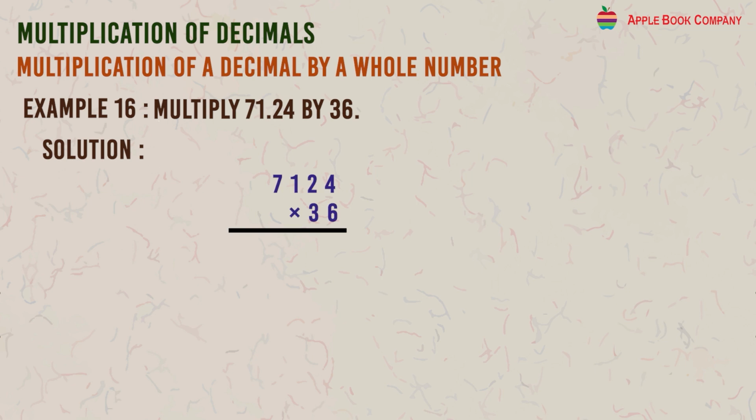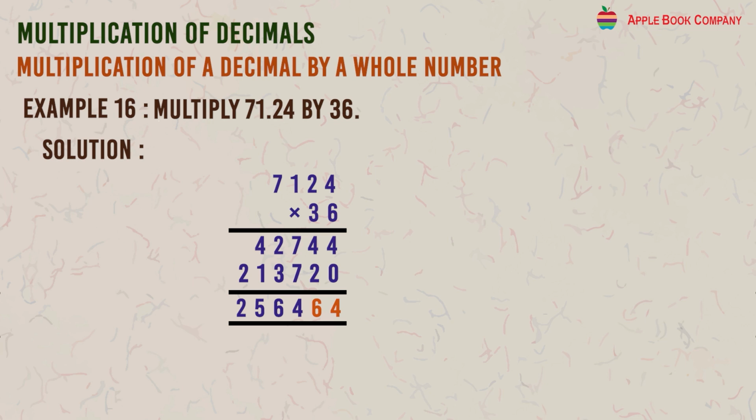Example 16. Multiply 71.24 by 36. Solution. We multiply 7124 by 36 and we get 256464. The decimal number has 2 decimal places, so the product will have 2 decimal places. Therefore, 71.24 into 36 is equal to 2564.64.